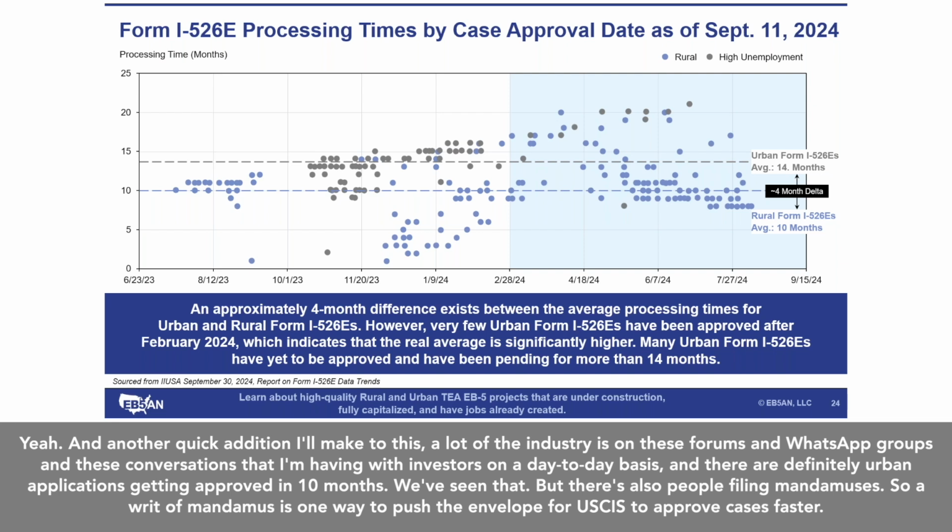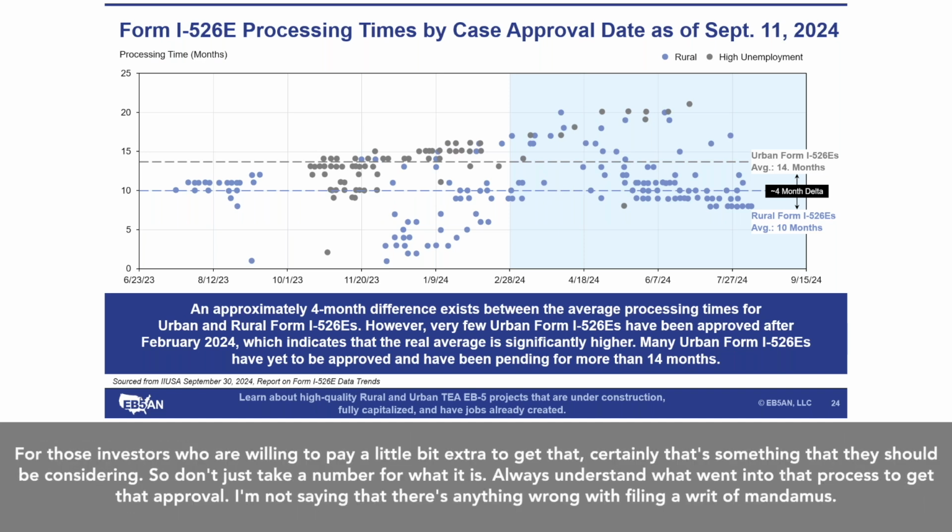Yeah, and another quick addition I'll make to this, a lot of the industry is on these forums and WhatsApp groups and these conversations that I'm having with investors on a day-to-day basis. And there are definitely urban applications getting approved in like 10 months. We've seen that. But there's also people filing mandamuses. So a writ of mandamus is one way to kind of push the envelope for USCIS to approve cases faster for those investors who are willing to pay a little bit extra to get that. Certainly, that's something that they should be considering.